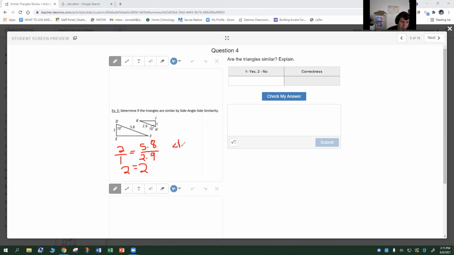Angle D is 70 degrees, so that's congruent to angle H. So we have two corresponding sides whose ratios are equal, and their included angles are equal. So that's going to be side, angle, side. This one's yes. Side, angle, side.